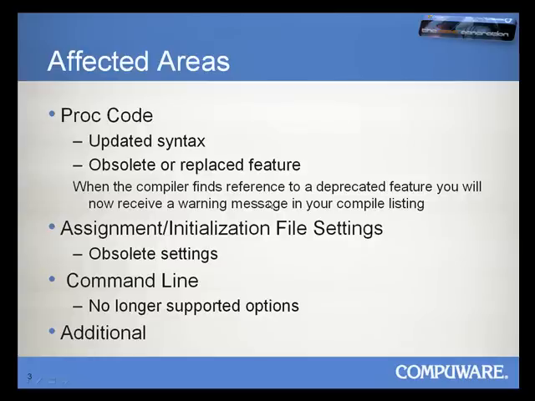The first one is prop code, and the majority of these changes involve updating the syntax. That is to say that the feature or function that existed still exists, but we've changed the syntax slightly. The other set are obsolete or completely replaced features that we no longer use. Now, when the compiler actually finds a reference to one of these deprecated features, you will now receive a warning in the compile listing.